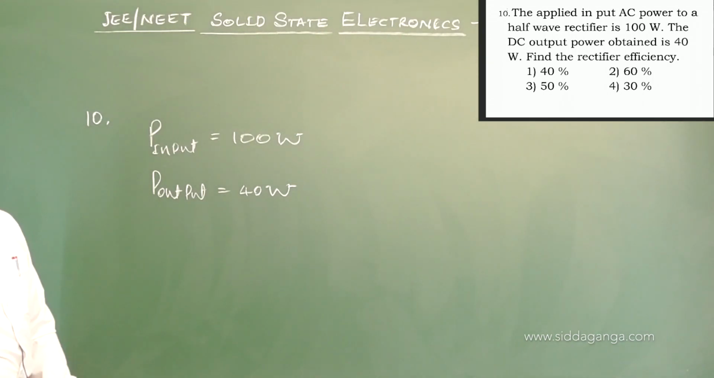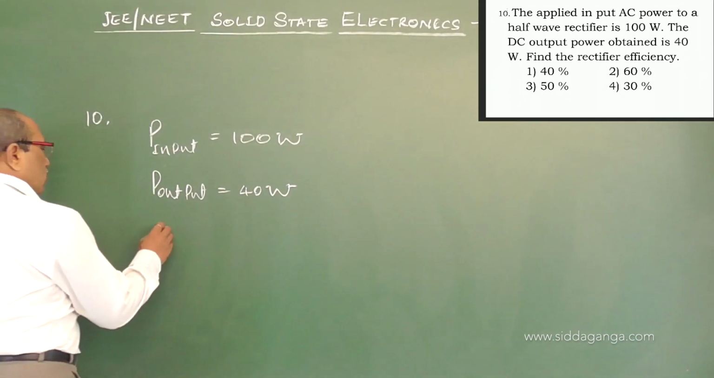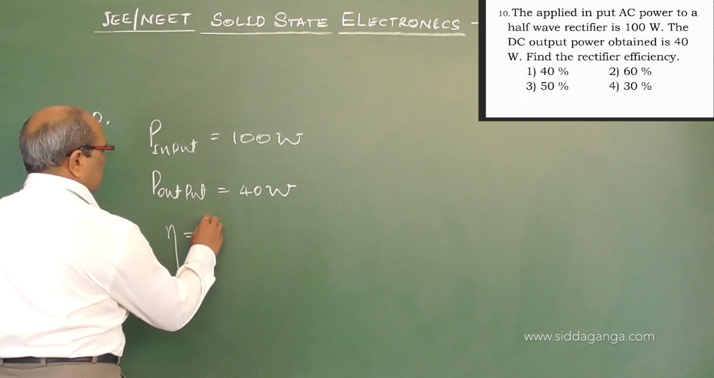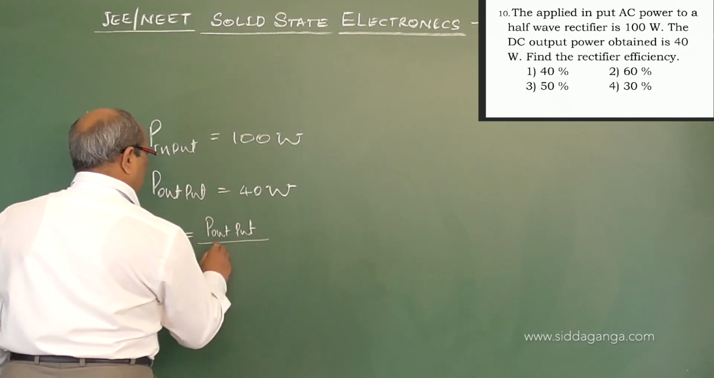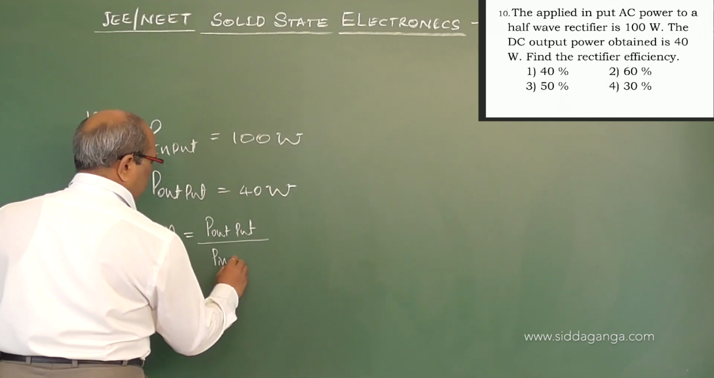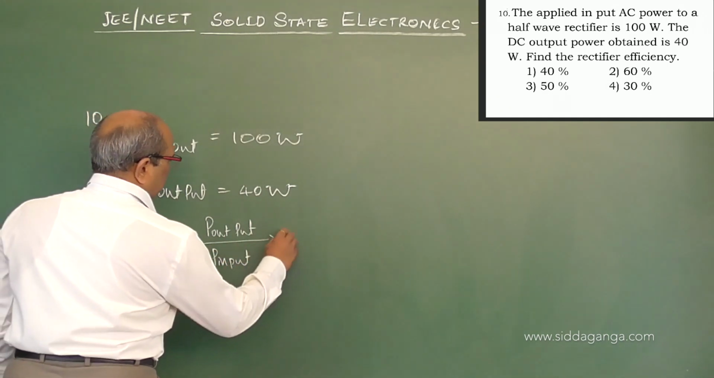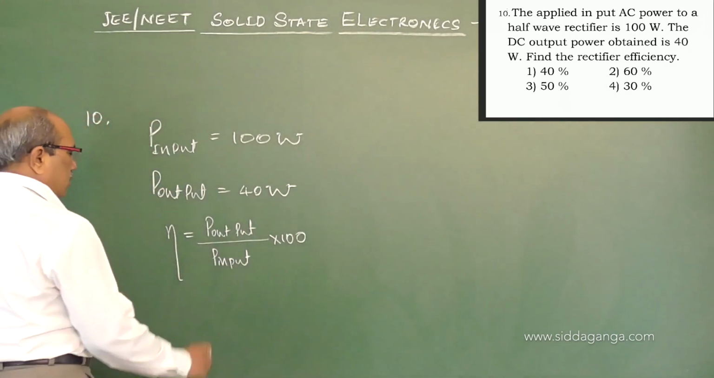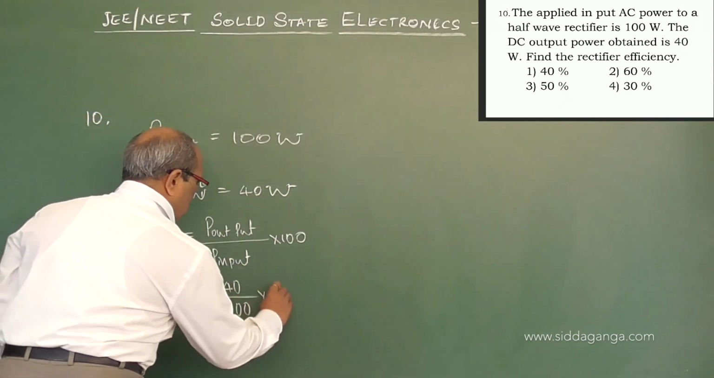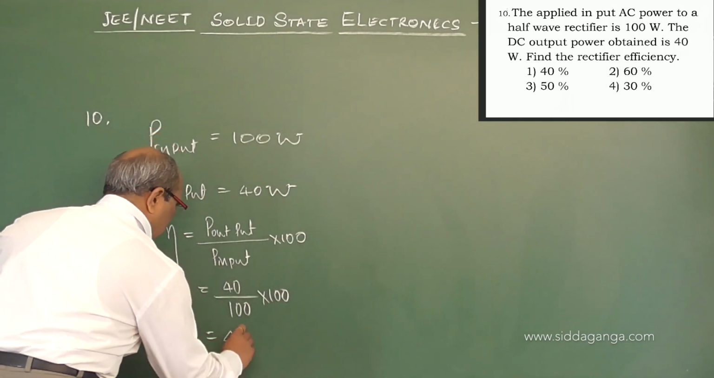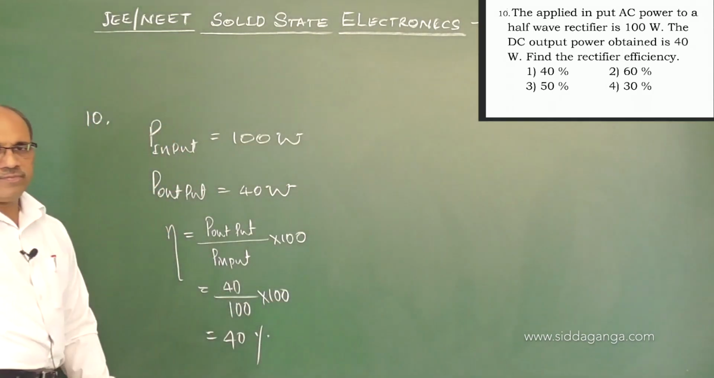Find the rectifier efficiency. You know, in case of rectifier efficiency, it is output power by input power. If it is in percentage, multiply by 100. This 40 divided by 100 into 100 gives you 40%.